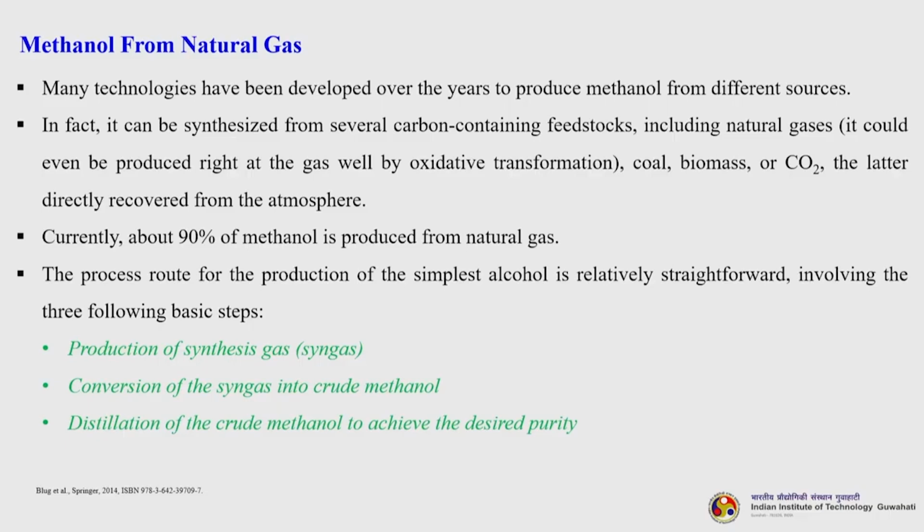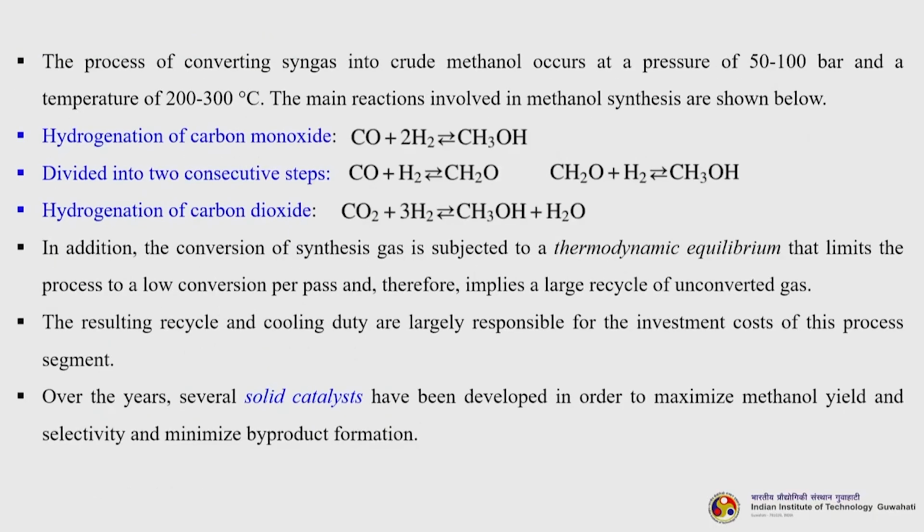The process route for the production of the simplest alcohol is relatively straightforward, involving the three following basic steps. The first one is the production of syngas or synthetic gas. Second is the conversion of syngas into the crude methanol. Third and one of the most important aspects is of course distillation of the crude methanol to achieve the desired purity. The process of converting syngas into crude methanol occurs at a pressure of 50 to 100 bar and a temperature of 200 to 300 degree centigrade.